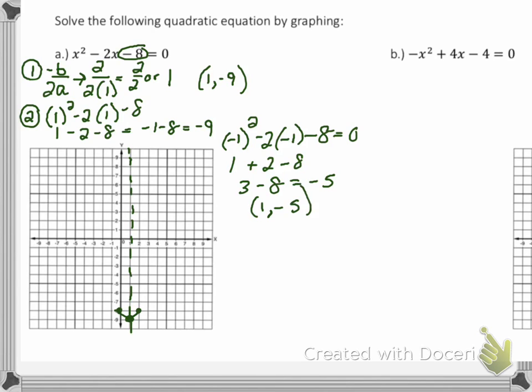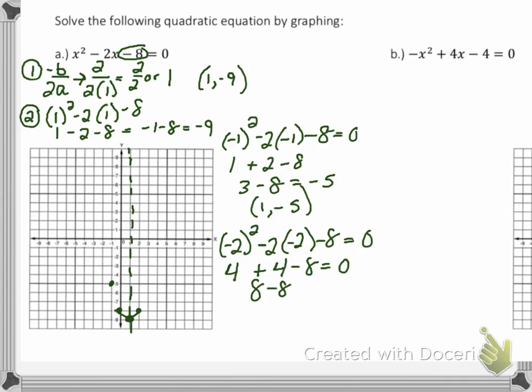So I'm accurately getting closer to my x-axis. Sorry, where did it all go? So negative 1, negative 5. Here we go. But I'm obviously not at the x-axis just yet. So now let's try negative 2. I'll plug in negative 2 and square that, minus 2 times negative 2, and this gives me 4 plus 4 minus 8, or 8 minus 8, which is 0. So when I plugged in negative 2, I get out 0. Then on my graph, I'm going to plot negative 2, 0.